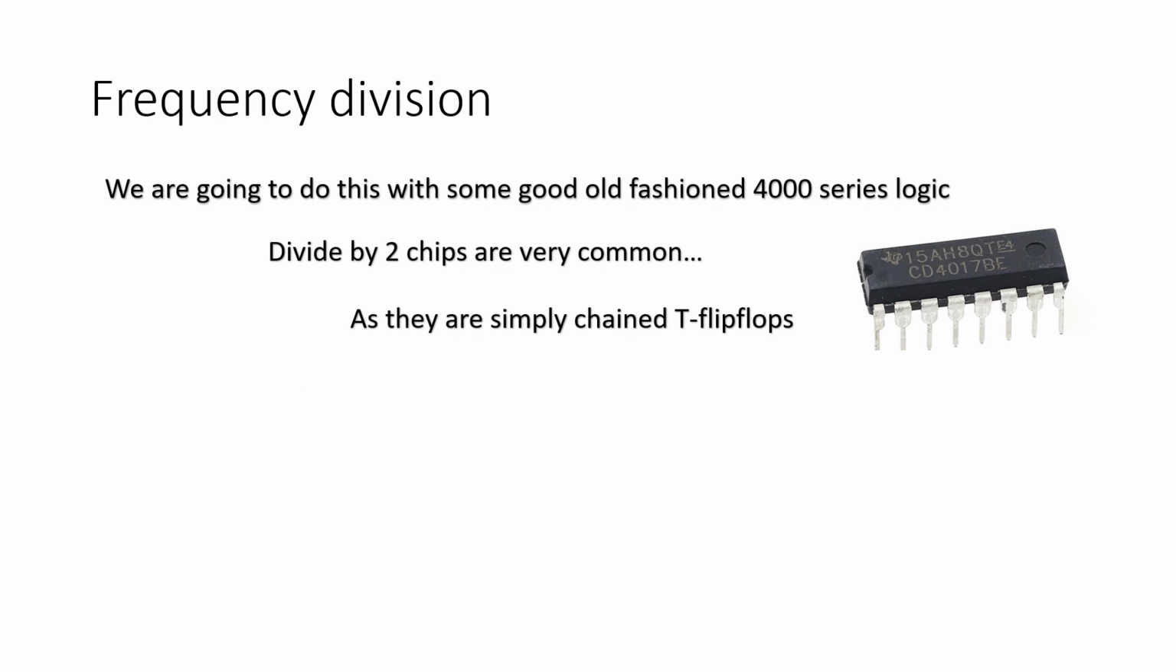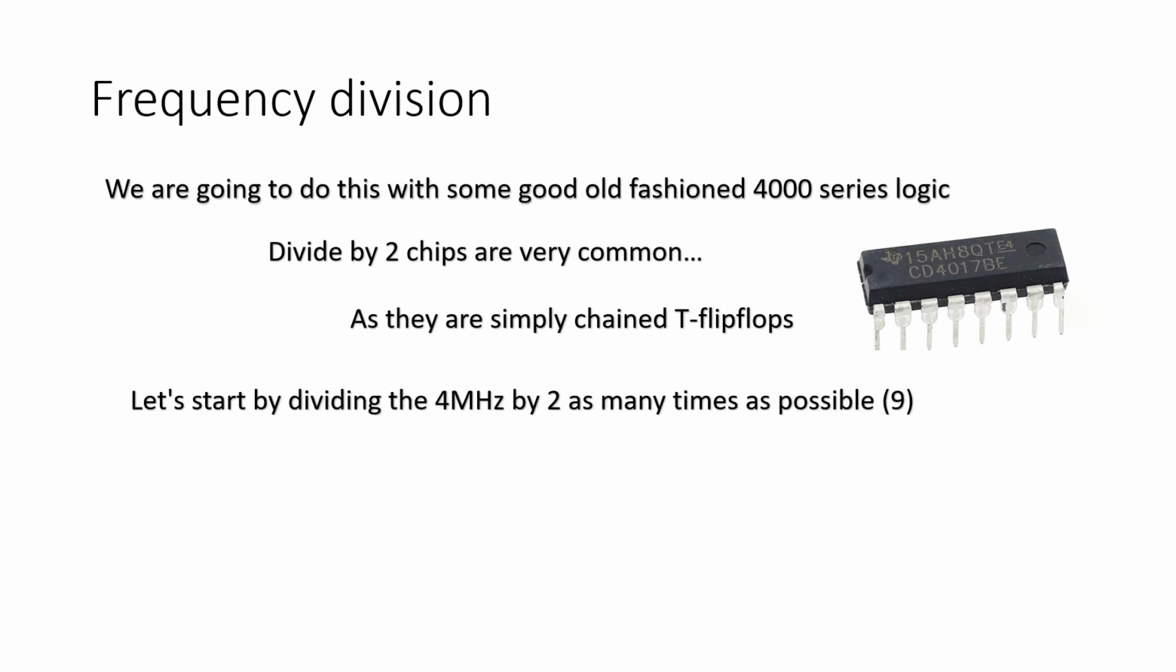So let's start by dividing our 4 MHz input by 2 as many times as we can, which is 9 times. 2 to the power of 9 is 512. So if we divide our 345,600 by 512, then what we end up with left is 675.